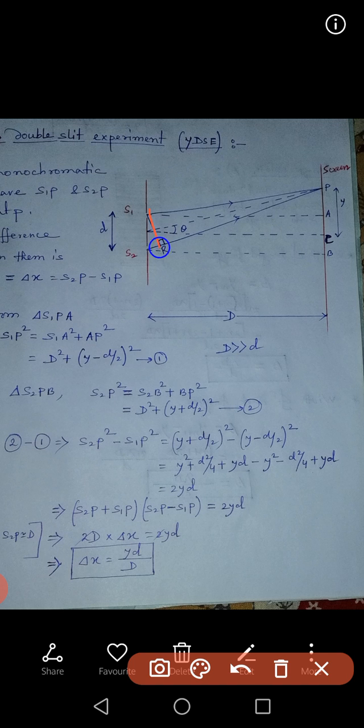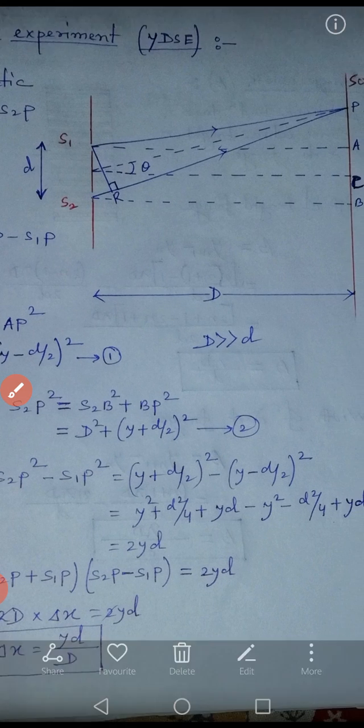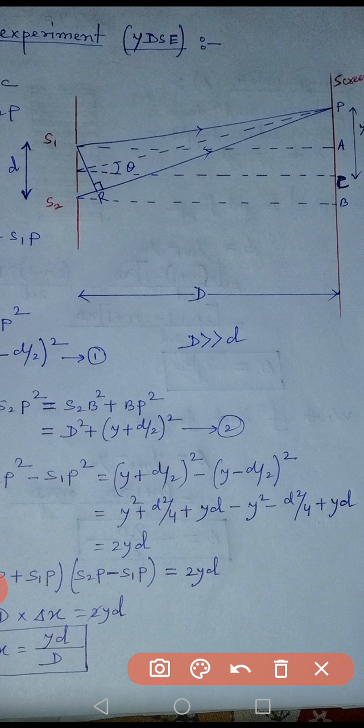If you draw one perpendicular like this, then this length RP becomes almost equal to S1P. So this is the extra length S2R, which is travelled by the S2P wave. This is the extra length. So can we say this is the path difference, delta x? So what is the value of delta x here?